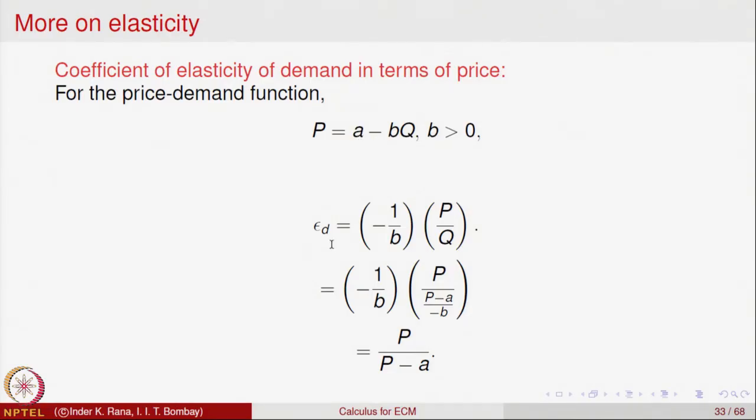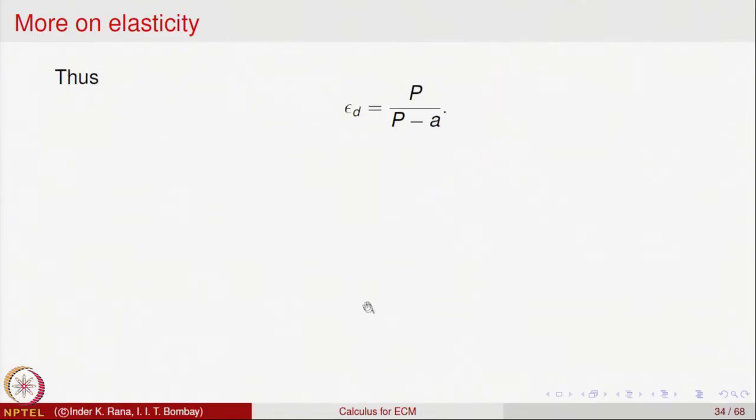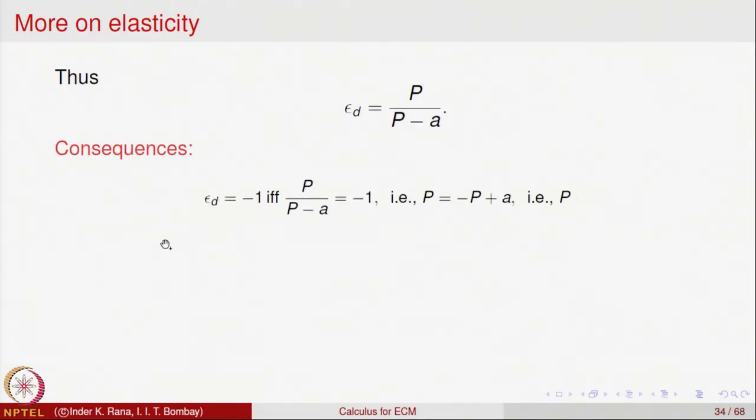So, coefficient of elasticity for demand epsilon d can also be interpreted in terms of the price, right. So, that is P divided by P minus A. So, here you see that the slope is not entering into the picture at all. So, this is a formula for coefficient of elasticity of demand at a price P. So, what are the consequences of this formula?